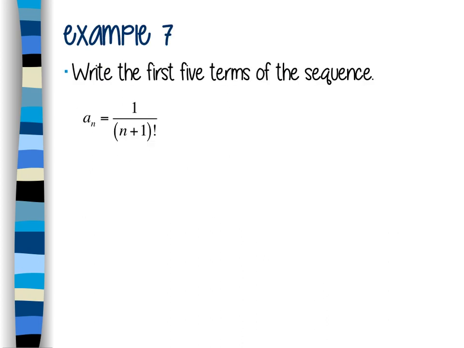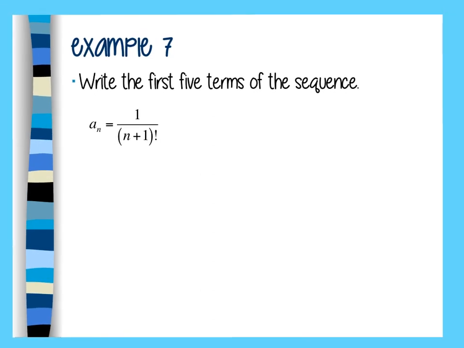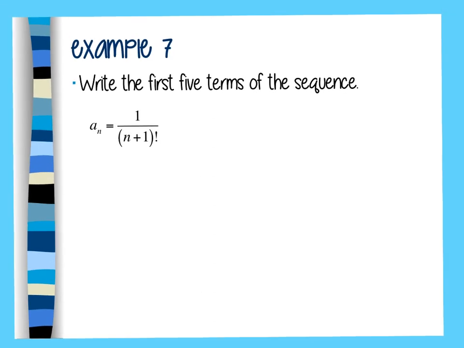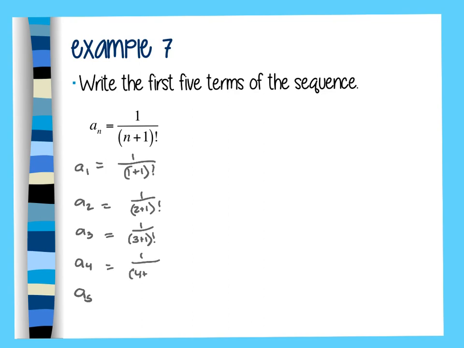All right, so this says write the first 5 terms of the sequence, and this is a factorial. So I have 1 over n minus 1 factorial. So I'm gonna do a sub 1, a sub 2, a sub 3, a sub 4, a sub 5. This is 1 over 1 plus 1 factorial, 1 over 2 plus 1 factorial, 1 over 3 plus 1 factorial, 1 over 4 plus 1 factorial, and 1 over 5 plus 1 factorial.